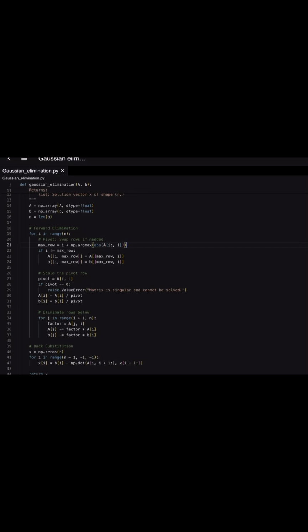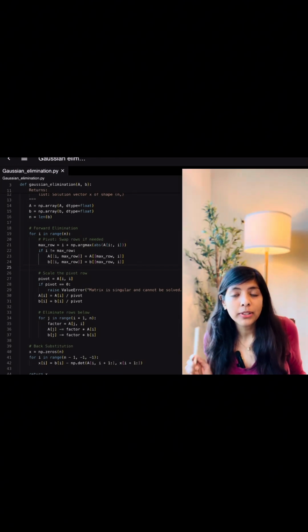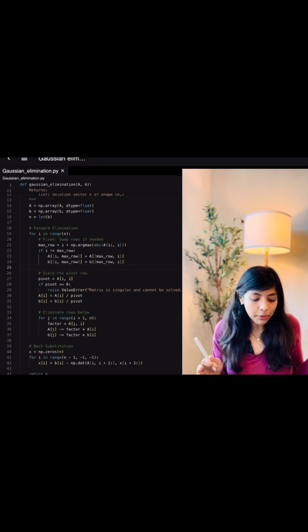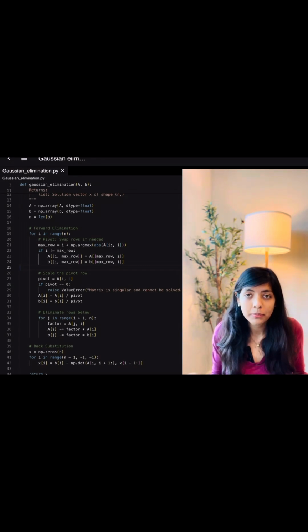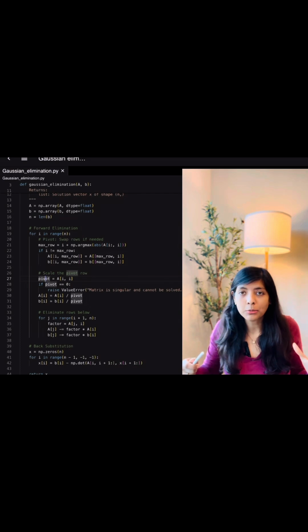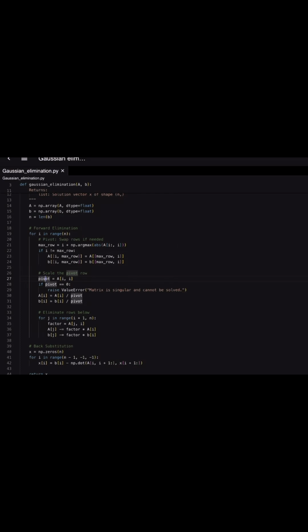What basically we want to do is ensure that the pivot is as large as possible. So we will swap rows if the pivot is not larger than the next row. So you swap rows like this if the current row is not the maximum row. Next, we extract that pivot element from row i. Now remember that if the pivot is equal to 0, that means your matrix is singular and it cannot be solved. Because how would you multiply and add or subtract if that pivot itself is 0? So we raise a ValueError that the matrix is singular if the pivot is 0.